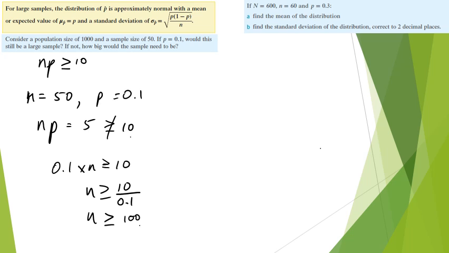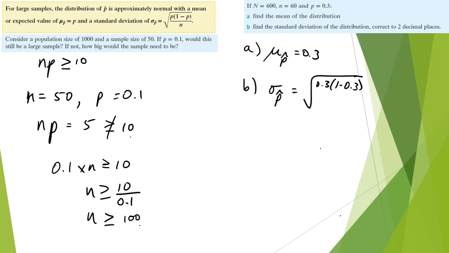Okay, so the example on the right: the population is 600, the sample size is 60, and the probability of success is 0.3. A, find the mean of the distribution, where you can see on the left, the mean would be equal to 0.3. And then B, find the standard deviation of the distribution, correct to 2 decimal places. So put that in. Sigma is equal to the square root of 0.3 times 1 minus 0.3 all over 60, which then gives you 0.06.